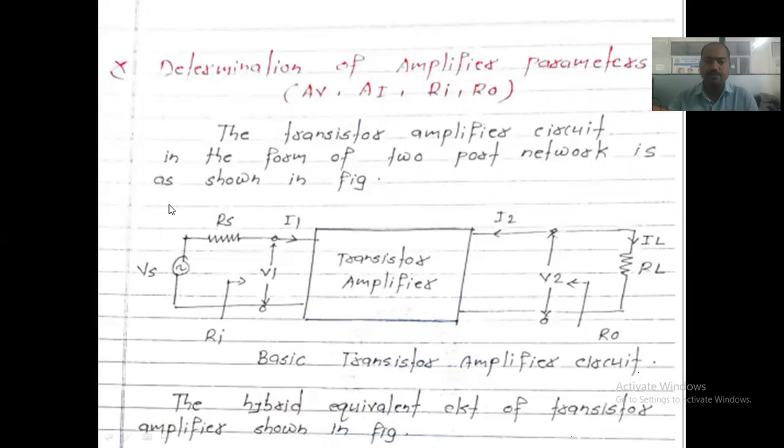The above figure shows the transistorized amplifier circuit, that is, a block diagram of the transistorized amplifier circuit. In that diagram, Vs is nothing but the input applied to this configuration, and Rs is the source impedance. I1 is the current flowing through the input circuit, and V1 is the voltage applied across the input circuit.